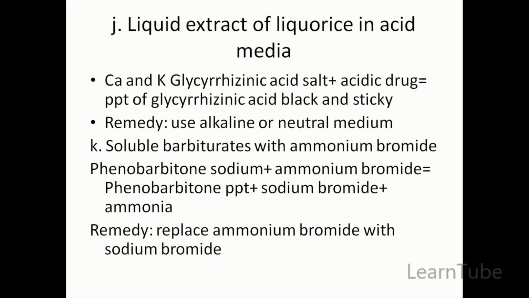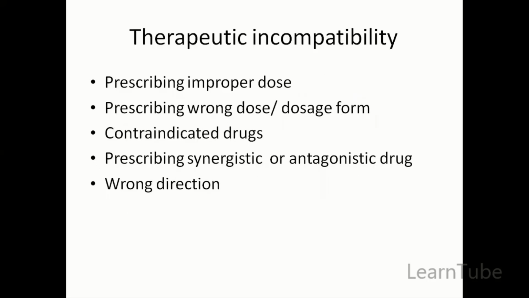But the problem is that when ammonium bromide and phenobarbital sodium are combined, the barbiturate gets precipitated and the bromine ion is not free to increase the activity. So you replace ammonium bromide with some other salt, because the final aim is that you want the bromine ion. You can take another salt of bromine, for example sodium bromide. Sodium bromide will allow the bromine ion to be free, and that's why the activity of phenobarbital can be increased. So these were the chemical classes.